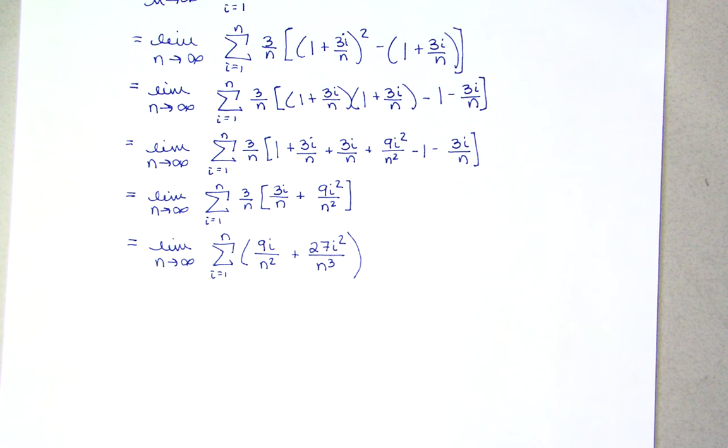Can we get 9i over n squared plus 27i squared over n cubed inside the sigma? I think at this point, you should be separating it into two different sigmas. Oh no, right? What's wrong? This is hard, and it takes a lot of work. Okay. I think I'm just going to do a limit before the whole thing, and I think that'll be good enough.